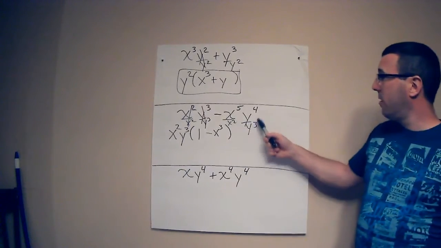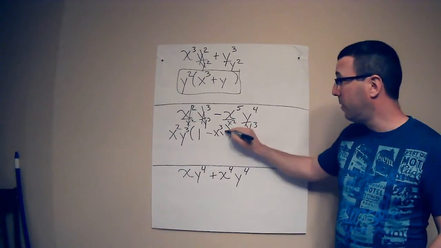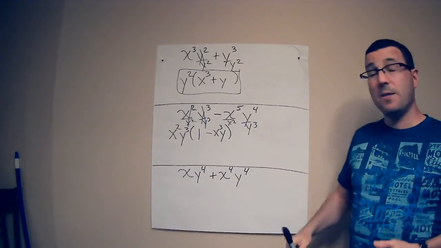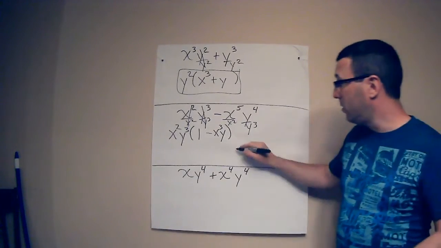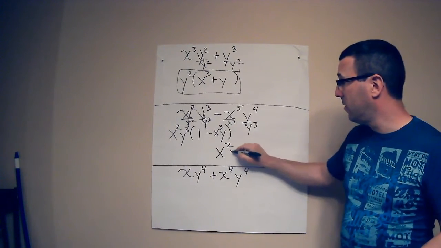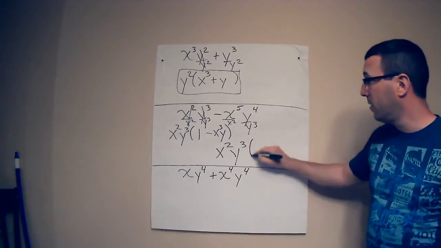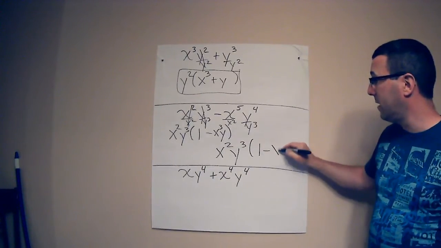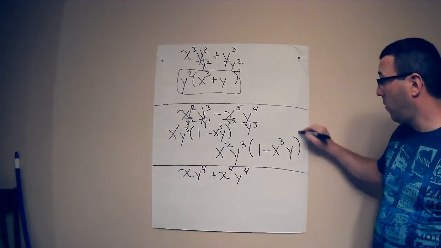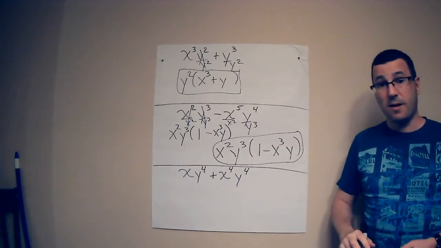So I go over here, I have y to the fourth, y to the third. Well, I'm still going to have some type of y left over. 4 minus 3 is 1. So I'm going to rewrite it down here. My answer is x squared y to the third times 1 minus x to the third y. And that's my answer there.